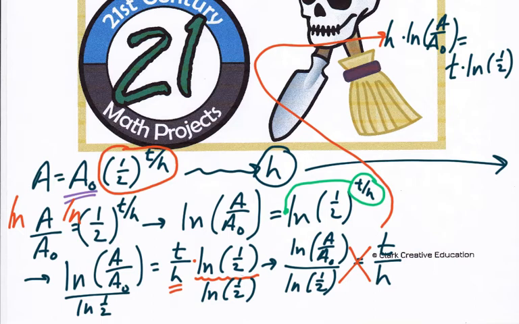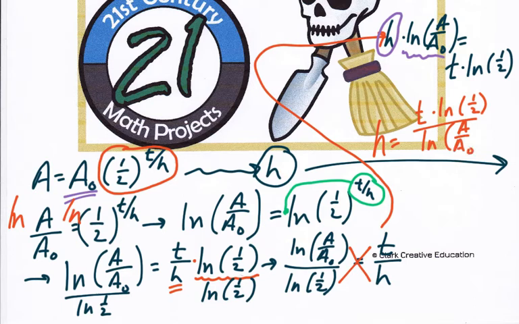All right, I'm almost done. Look at that. I just need H. H is almost free now. The only thing that's in the way is this. So why don't we just divide both sides? And here comes your magic number, friends. Ready? H equals T, the time, times the ln of a half divided by the ln of A over A0.